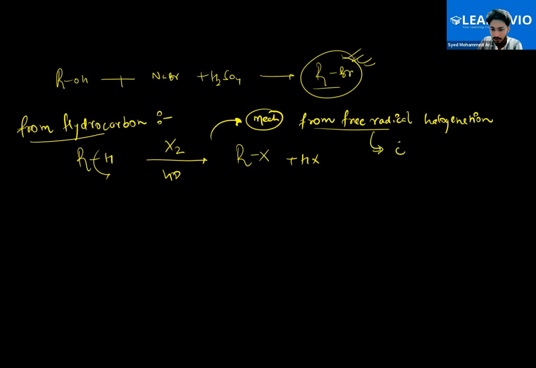C dot is my free radical. What is C dot? Here, carbon has four valencies, four valence electrons. Three valencies are filled up, but one electron is left untouched. So this is my free radical. This reaction will proceed through the free radical mechanism.